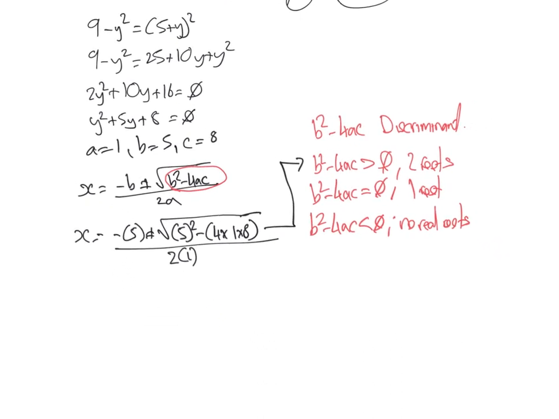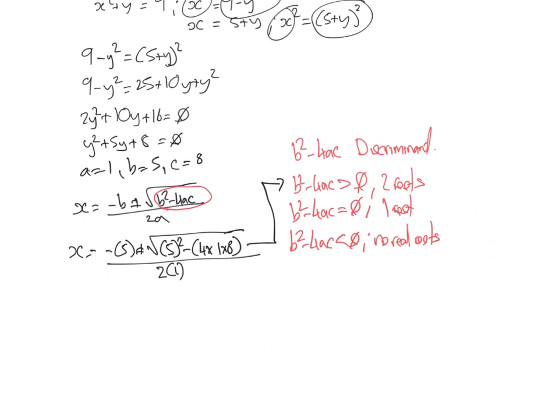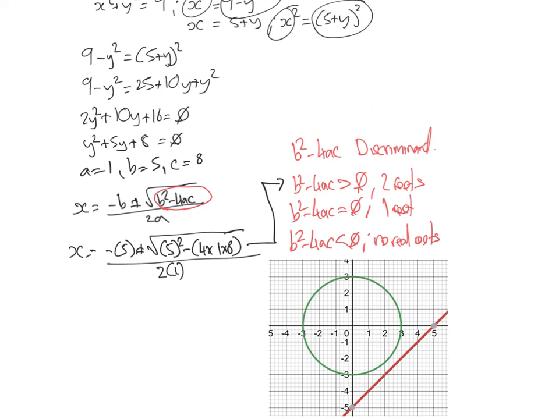Let's check with our old friend Desmos. Where is it? Here we go. And as we can see, the line doesn't intersect. So we've proved algebraically what we've also seen by looking at a graph.